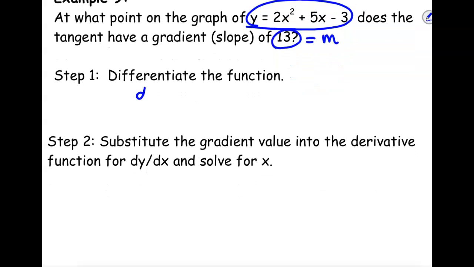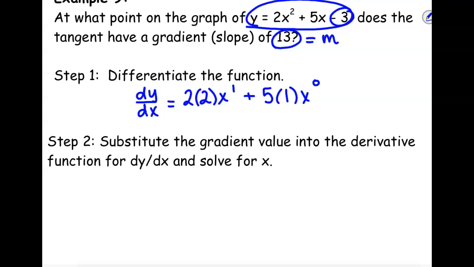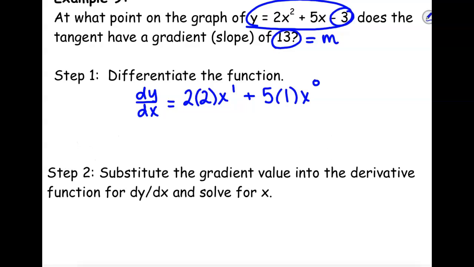So dy dx, use our power rule. So 2, bring down the 2, x, subtract 1, plus 5, bring down the 1, and subtract the exponent. The last term is a constant, so that just becomes 0. Then simplify that derivative function. So 2 times 2 is 4x plus 5, and then x to the 0 power is 1.